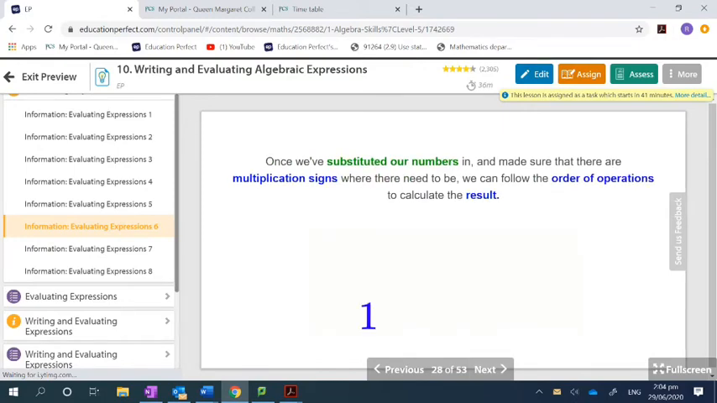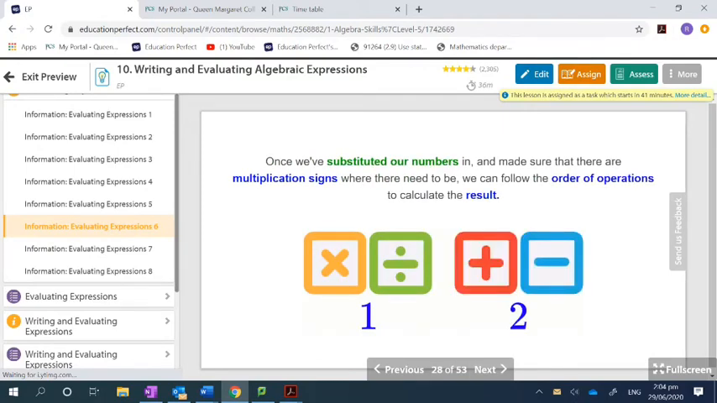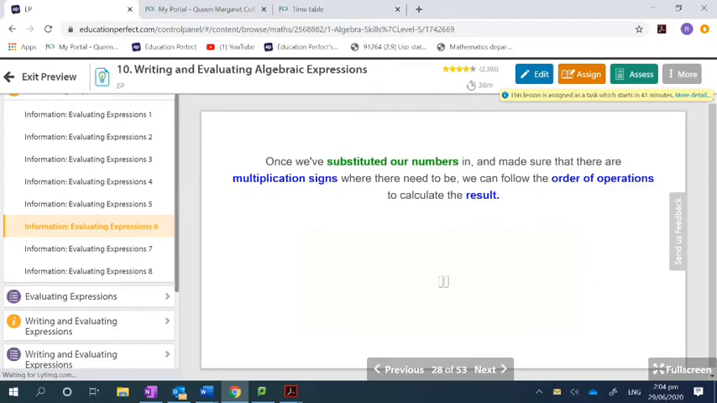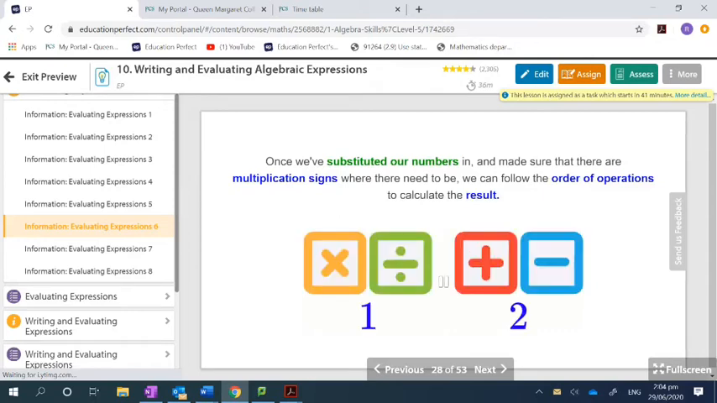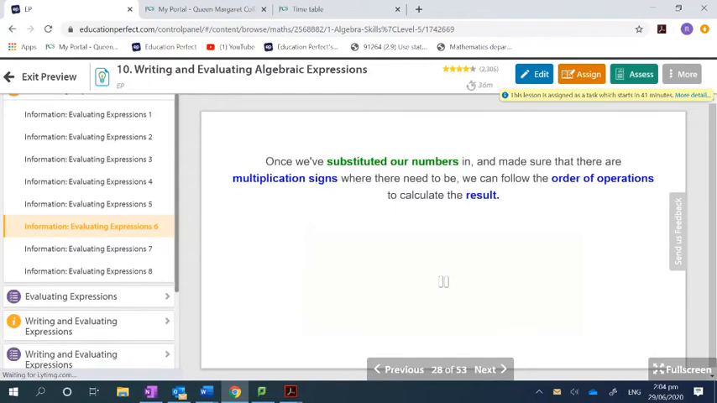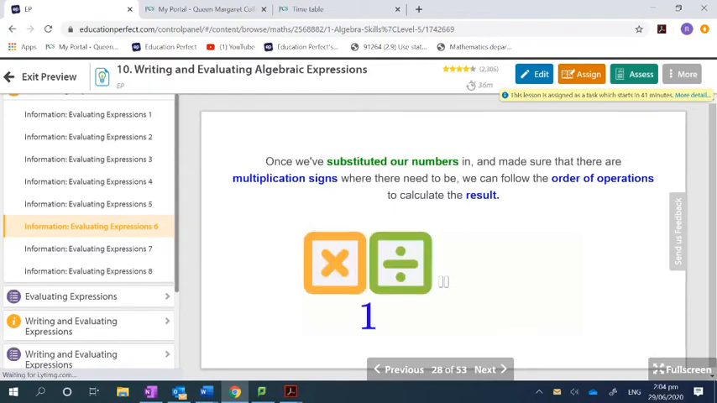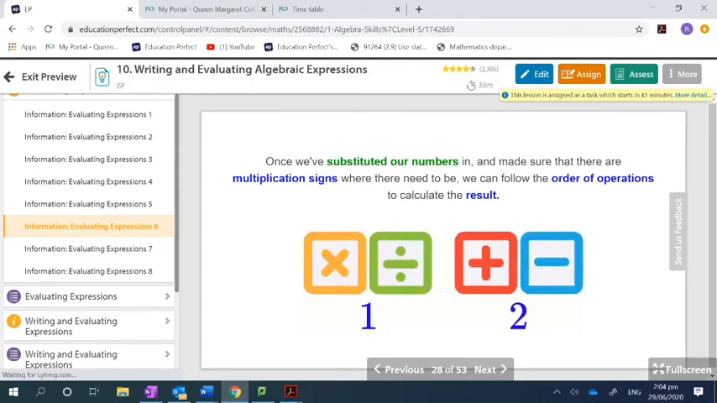Once you've done that, you simply use the order of operations, right? They're just showing you multiplication and division first, then addition or subtraction. Again, for addition and subtraction, we just use the sign rules, so they combine depending on the sign rules.